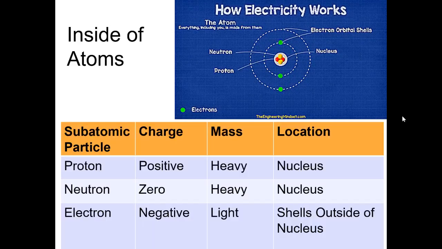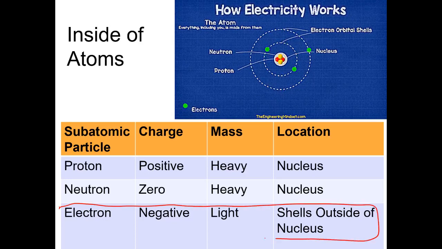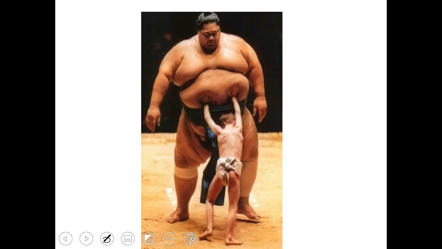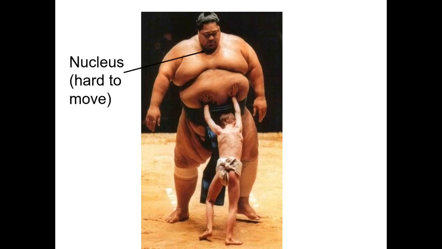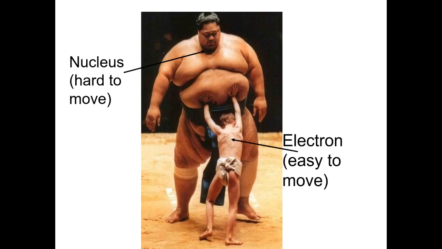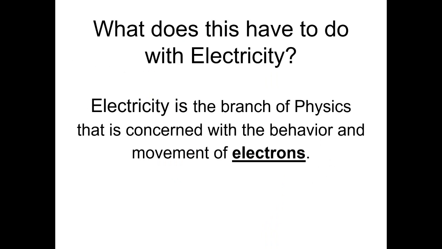Here is a table that summarizes those three particles, the charge on each, and the mass and the location of each. The one that we are going to be primarily considering and talking about is the electron, because electrons are light and easy to move. They are the things that are moving around. So if you think about the inside of atoms, you can think of the big sumo wrestler being the nucleus, and this little sumo wrestler being an electron. And electrons are really what we're talking about with electricity. It's the movement and behavior of electrons.